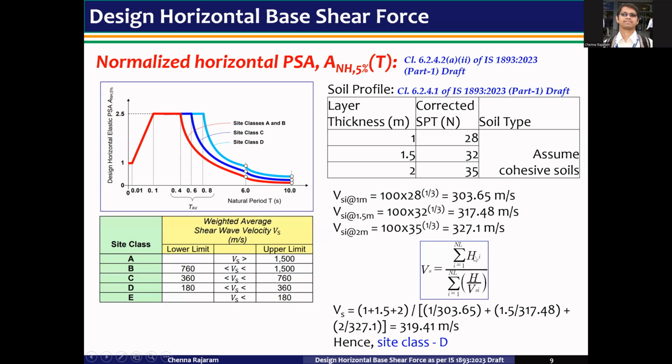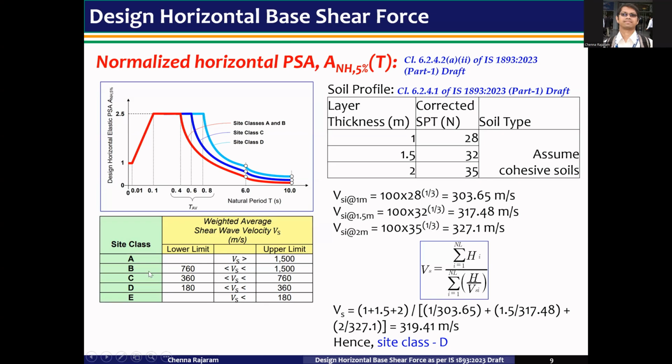Now here the calculation is as follows. Σ hi, the layer thicknesses 1 plus 1.5 plus 2, divided by Σ hi divided by the corresponding shear wave velocity, that is 1 divided by 303.65 plus 1.5 divided by 317.48 plus 2 divided by 327.1. After simplification, we obtain the shear wave velocity is equal to 319.41 meter per second.